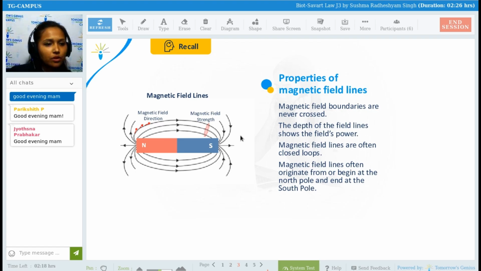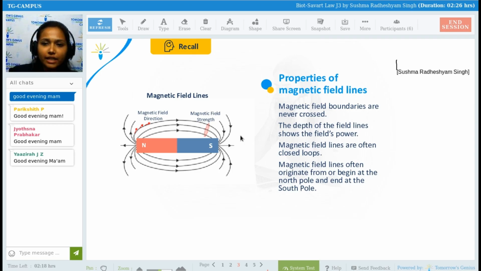the properties of magnetic field lines. Can anyone tell me what the properties of magnetic field lines are? Anyone? No one? Okay, so I'll say something about that.